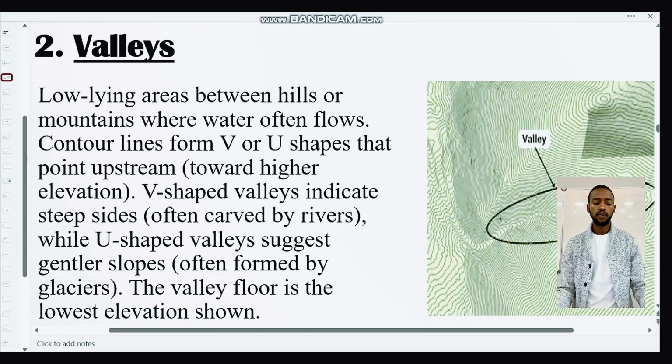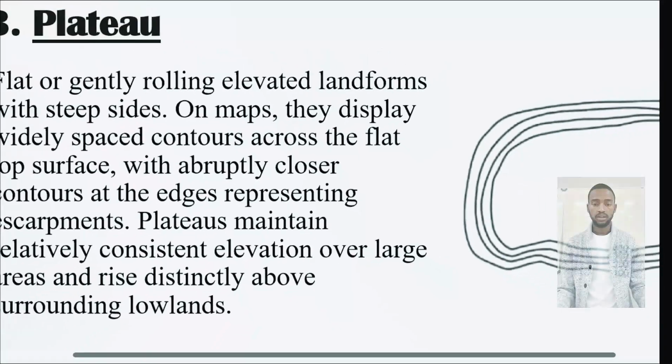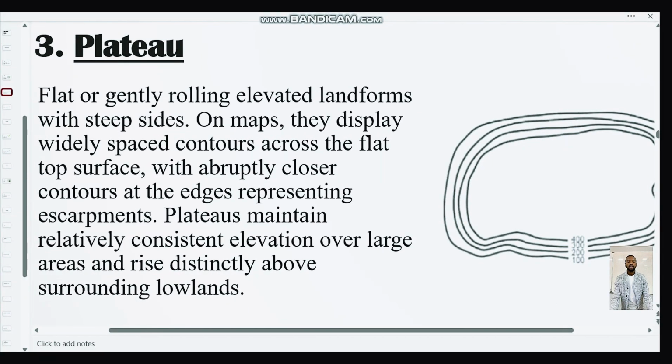Most of the valleys form a U shape that is pointing upstream, and sometimes they show a V shape that points upstream. They indicate the steep sides often carved by the rivers. We go to the third one, the plateau. The plateau is a flat or gently rolling elevated landform.